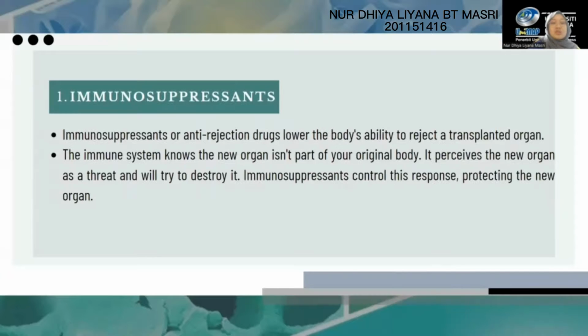First approach is using immunosuppressant drugs. Immunosuppressant or anti-rejection drugs will lower the body's ability to reject a transplant organ. The immune system will know the new organ is not part of the original body. It will perceive the new organ as a threat and will try to destroy it. So this drug will help to control this response and protect the new organ.